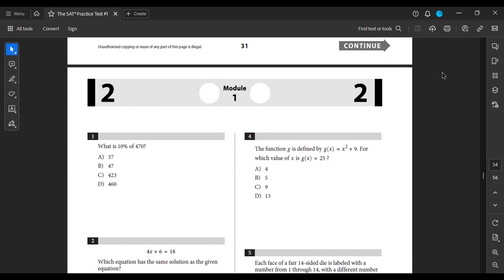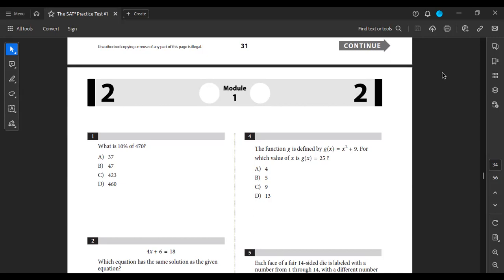All right. Let's get started. Let's get right into it. Okay, so the first question, this looks pretty simple. What is 10% of 470? Feel free to use the calculator if that makes you feel comfortable.